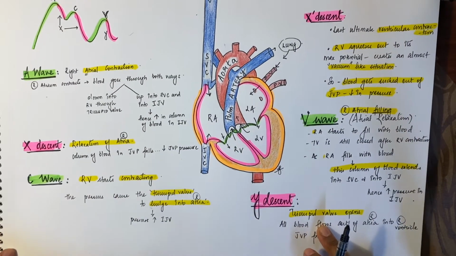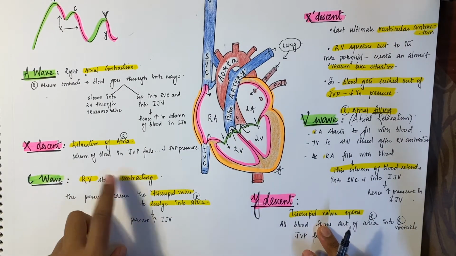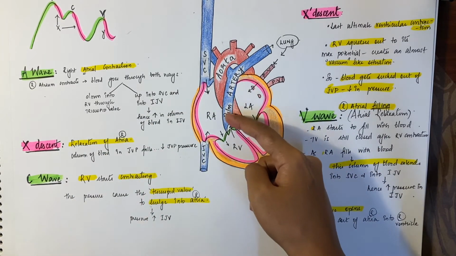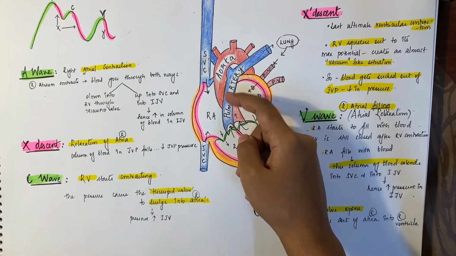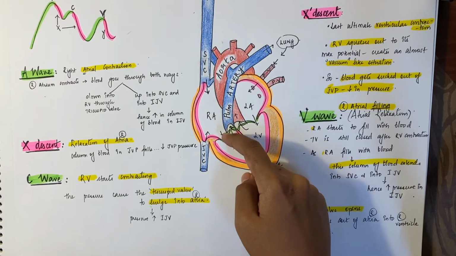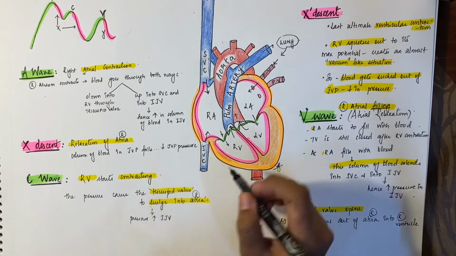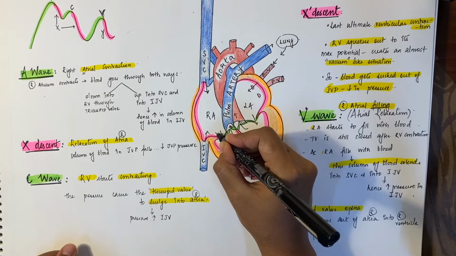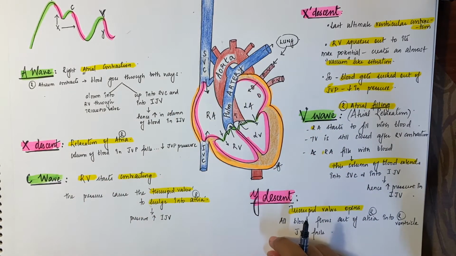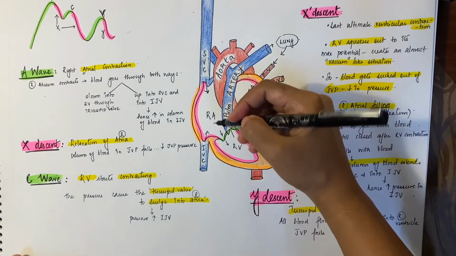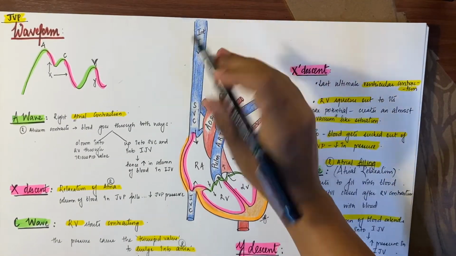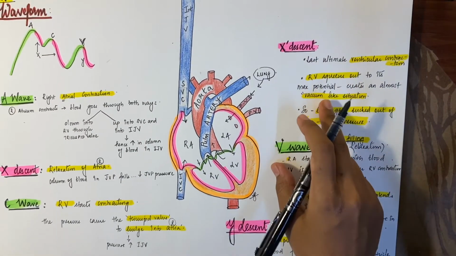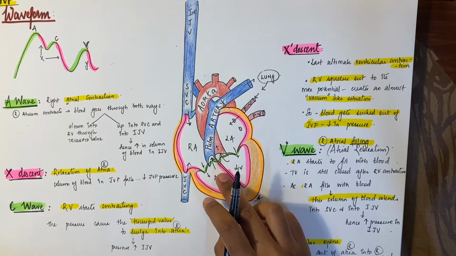C wave is basically the start of systolic contraction. That means the right ventricle contracts. This opens the pulmonary valve and pushes the blood into the pulmonary artery. This pressure pushes up against a closed tricuspid valve as well, and it bulges slightly into the atria. The tricuspid valve bulges slightly into the atria, and this pressure extends into the superior vena cava and further into the IJV.